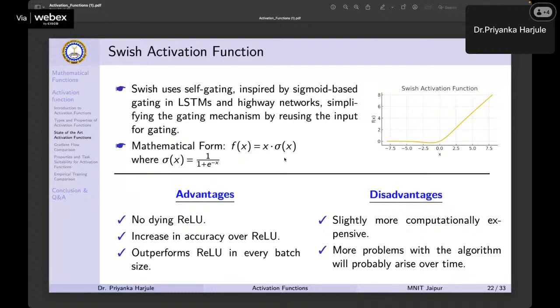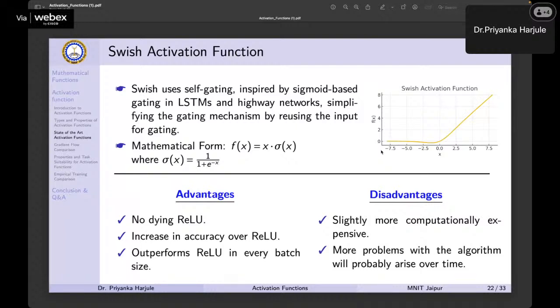So it multiplies the input with its sigmoid, which creates a smooth non-monotonic curve. This is inspired by gating mechanisms, which are used in LSTM and highway networks, but simplifies it by reusing the input. Its output range is unbounded on the positive side, and the negative side smoothly decreases.